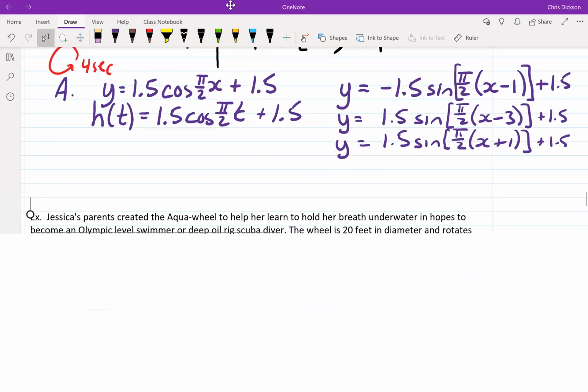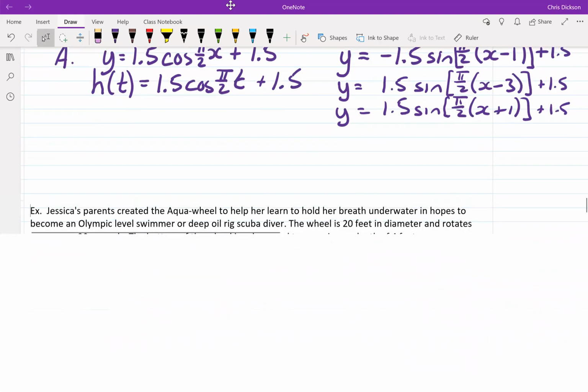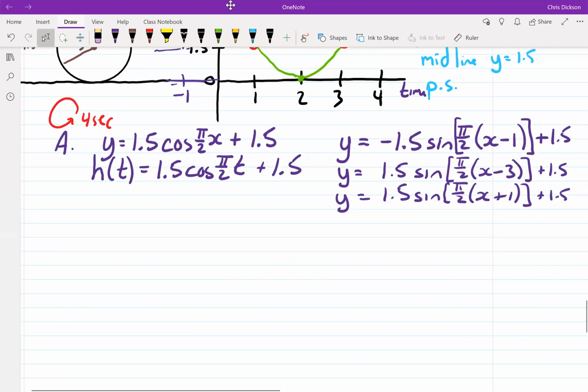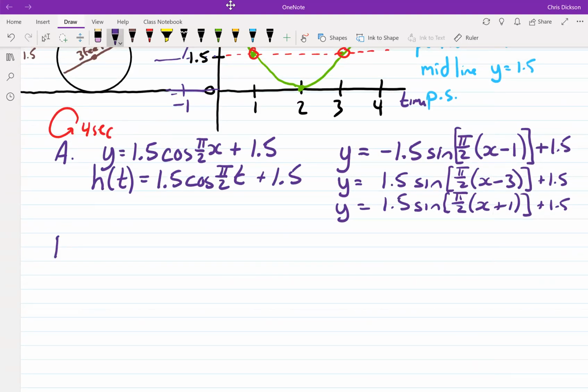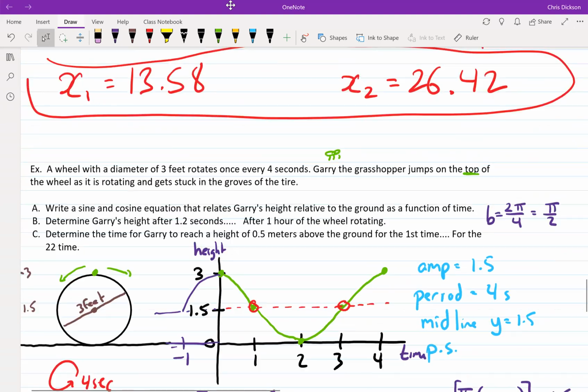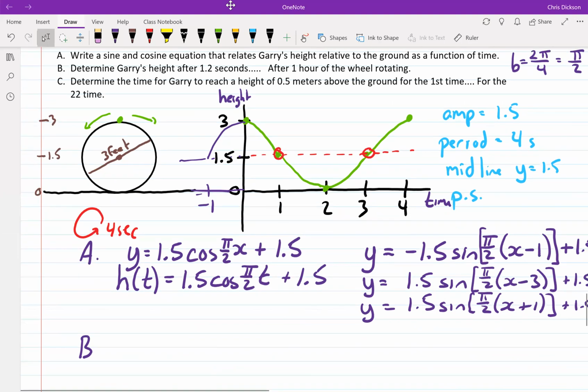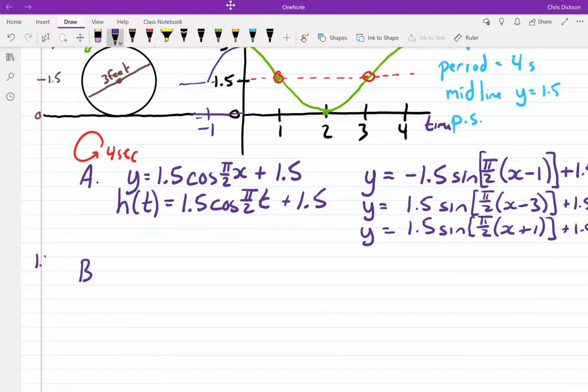So I'm gonna need to move this down. Okay. And so there's our equations there. So question B, what did question B want? Question B asked us to determine Gary's height after 1.2 seconds and 1 hour. So let's write that on the margin here, 1.2 seconds and 1 hour.